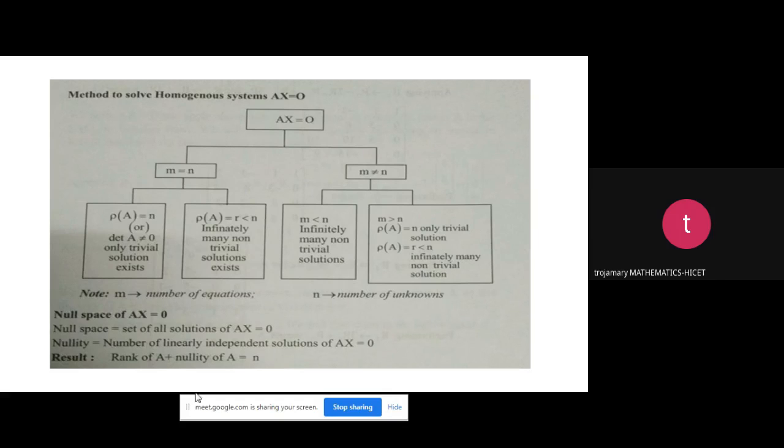So now, null space of Ax equal to 0. The set of all solutions of Ax equal to 0 is called the null space. Nullity is the number of linearly independent solutions of Ax equal to 0. Rank of A plus nullity of A equal to n, okay. So n is the number of unknowns.